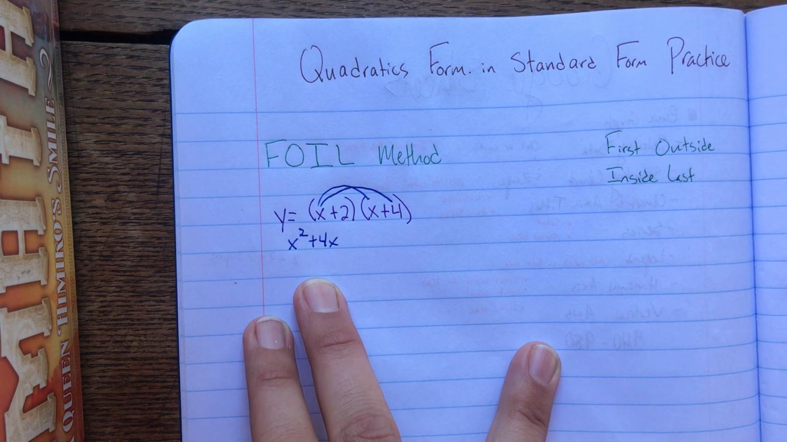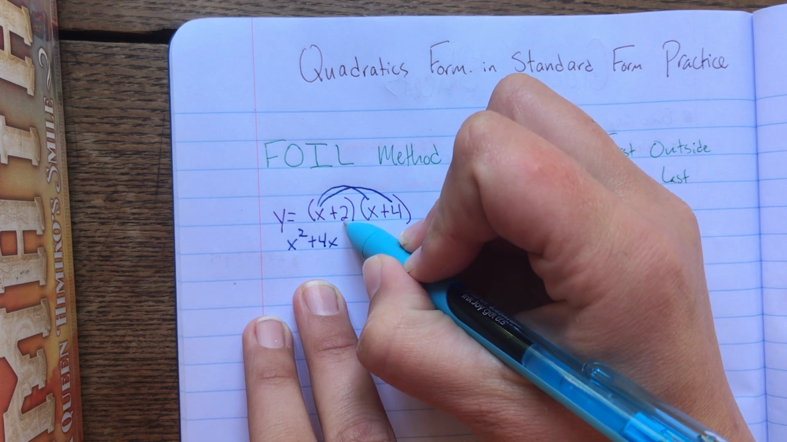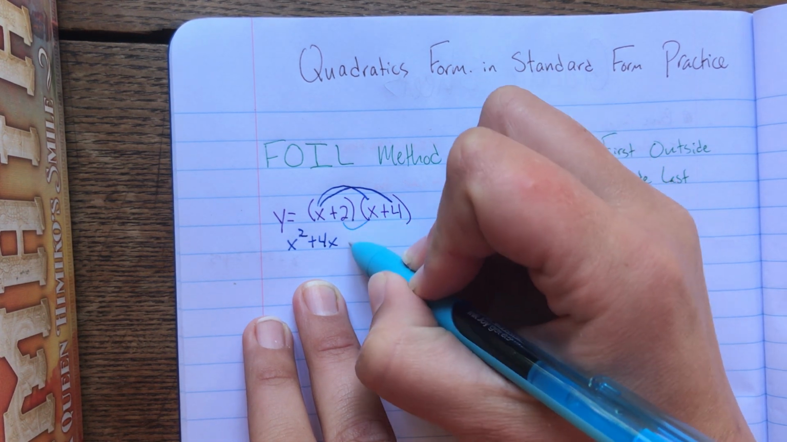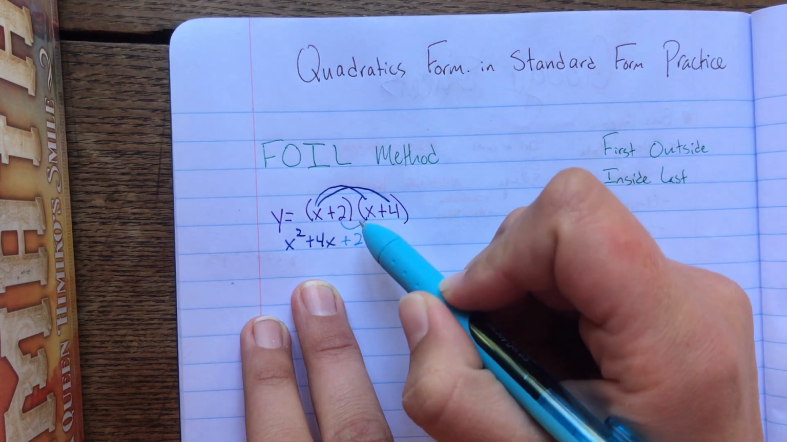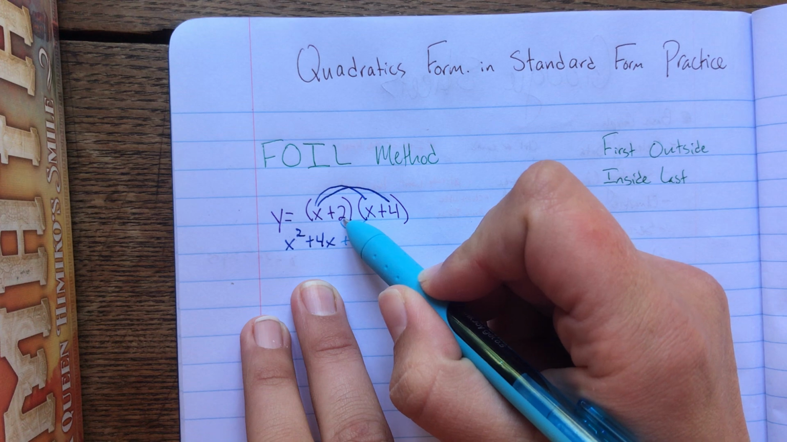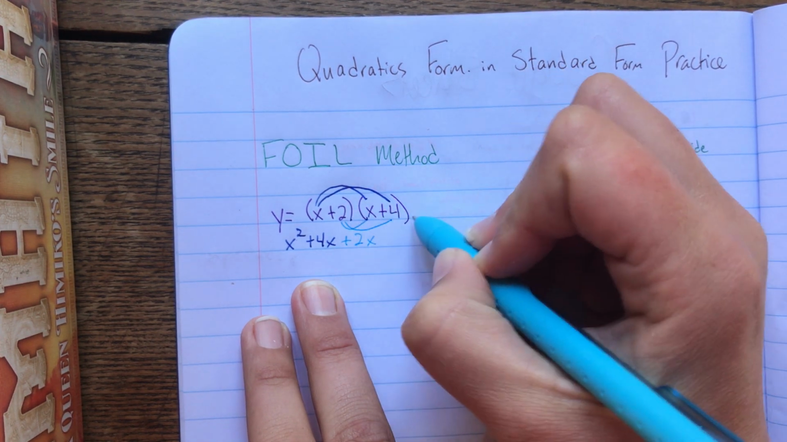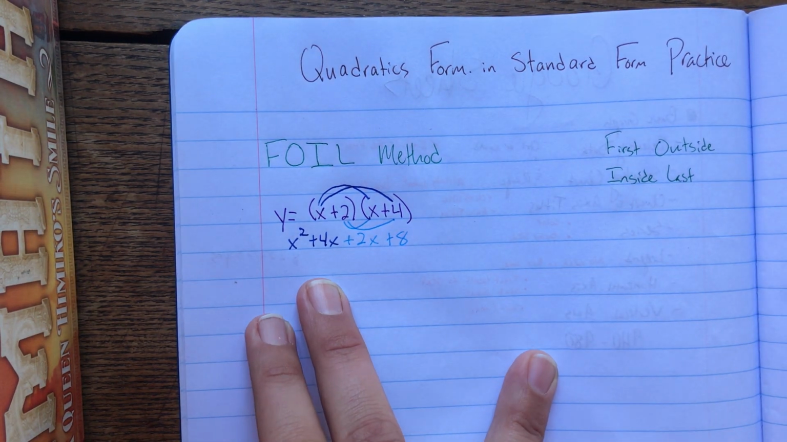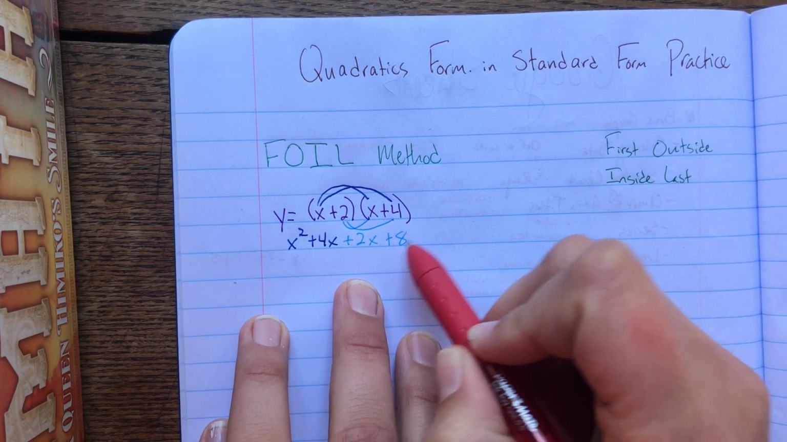So the next thing I'm going to do is my inside factor, last. I'm going to take my inside, multiply it by this x to make a positive 2x. And then because I'm distributing to both of them, I'm going to go 2 times 4 to make a positive 8. And so just like that, I have all of this together. I have my x squared plus 4x plus 2x plus 8.